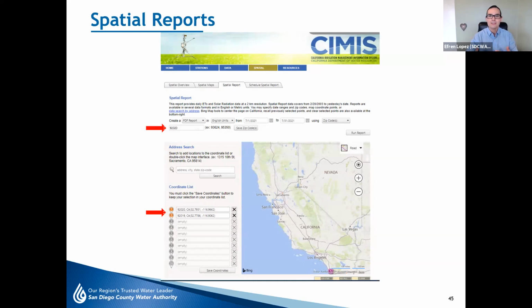If you don't want to use CIMIS, there are other types of services you can use. Cal Poly has a good website. The US Bureau has a great website, even the EPA. So there are other ways that you can access your ETo, but CIMIS is a great way to do it. We can get more into details if you'd like.